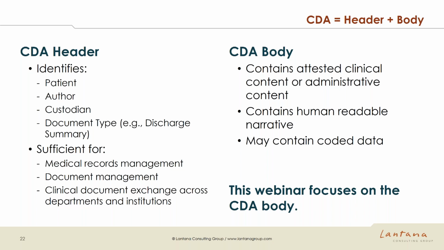The CDA body is the part that actually contains the attested clinical content. This will be the human readable narrative portion, as well as any coded data that will all be present in the CDA body. Now, the previous webinar in this series, the third webinar, focused on the CDA header. So we won't dive into details on that today, but if folks are interested, I believe that's still available on the CAQH website. So I would point you to that previous presentation. This webinar will focus on the CDA body. Next slide.